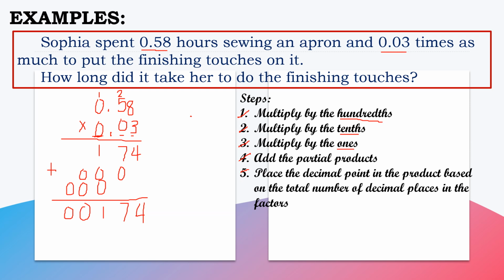So, anong gagawin mo? Identify the number of decimal places in your multiplicand. Itong nasa taas, bilangin natin. How many decimal places do we have? So, we have 1, 2. So, meron akong 2 decimal places sa aking multiplicand.